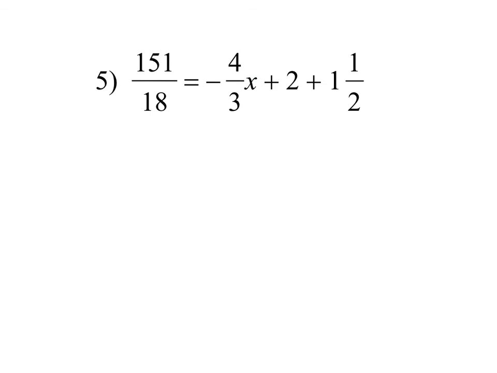So I'm going to do just one more with you. You can pause here and give this a try if you want to. There is another wrinkle in this one that I want to point out. As I look at it, it's 151 over 18 equals negative 4/3 x, and then I've got this here, plus 2 plus 1.5. Well, plus 2 plus 1.5 is really the same as plus 3.5, right? I can combine those like terms together. But if I'm going to use this idea of clearing out fractions, I should change that to an improper fraction first before I do anything else.